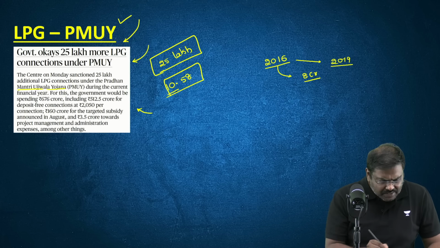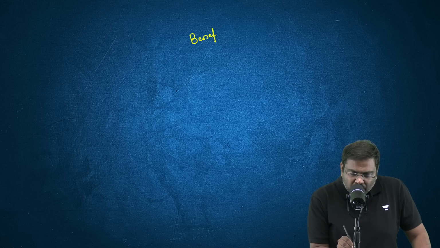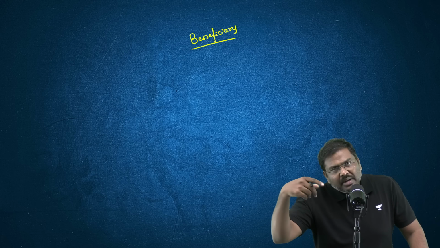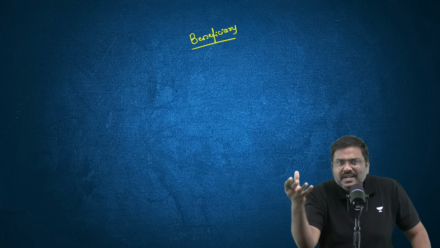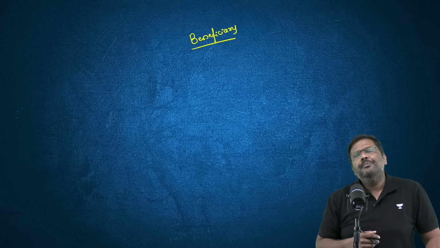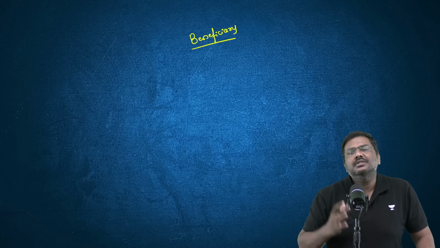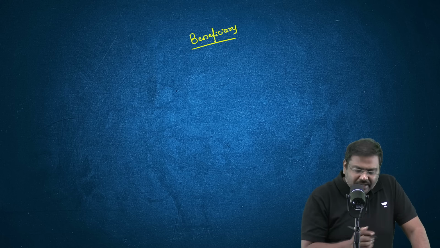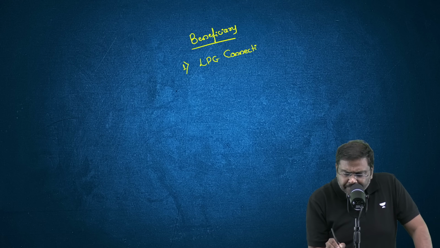Now, what are the important points associated with PMUY? Under PMUY, once you're covered as a beneficiary, the LPG connection will be given free of cost to you. Apart from that, the booklet, the Suraksha hose, etc., will be given free of cost to you. And the first refill is also provided free of cost. So the government will ensure that you will be able to get access to the LPG connection. And this is required. Why?